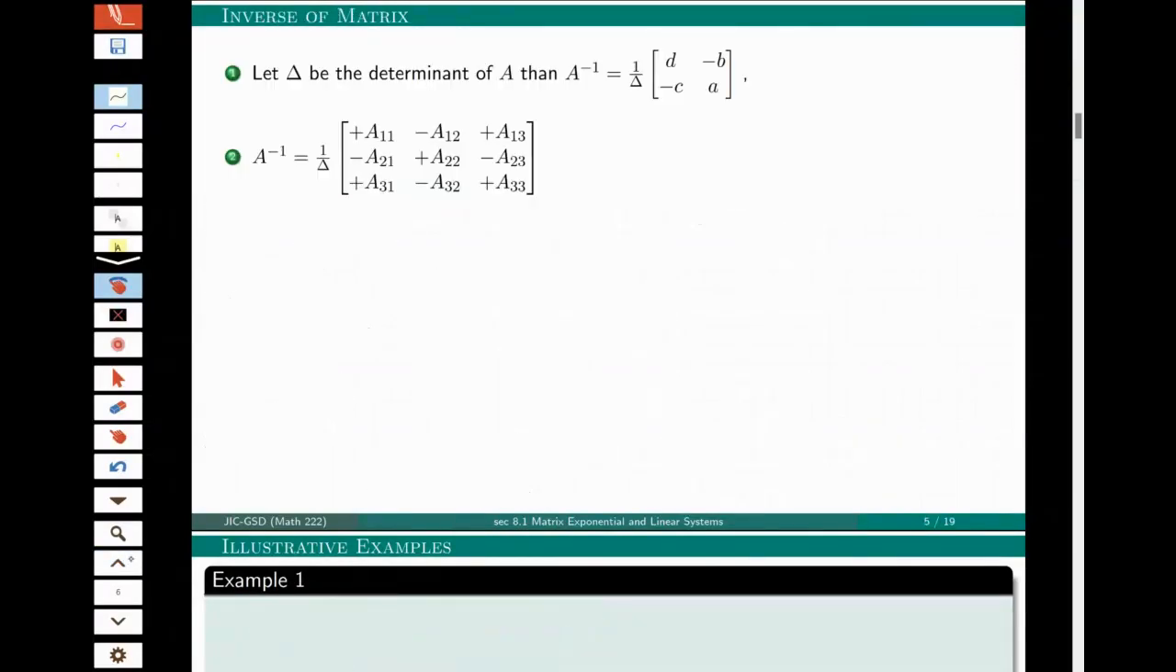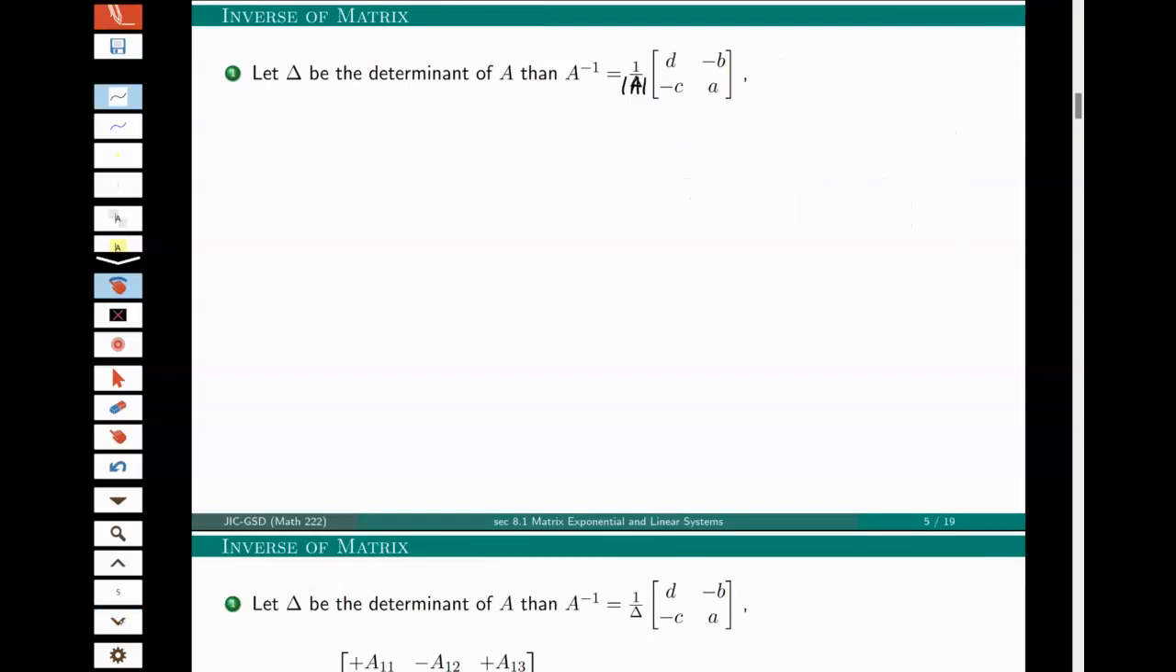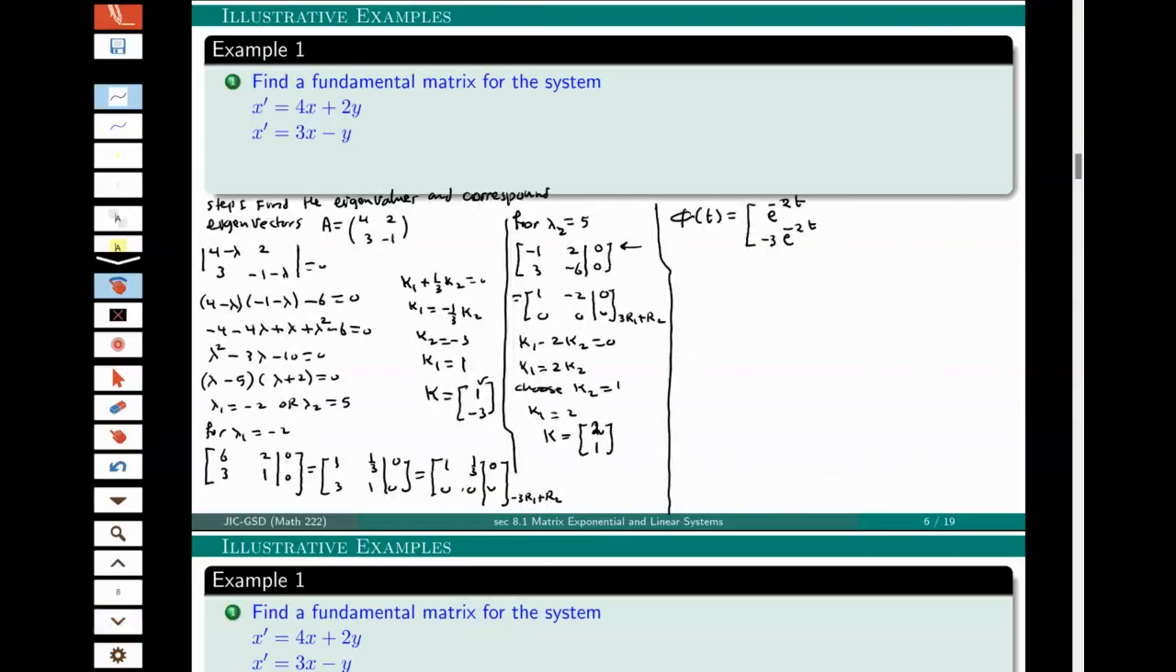What we said here is it's v1 times e to the power lambda 1 t. So e to the power lambda 1 t, where lambda is minus 2, times v1, which is this one. So it will be e raised to the power minus 2t times 1, and e raised to the power minus 2t times minus 3. Same thing for the second one: it will be 2 times e to the power lambda 2 t, which is 5t, and the entry 1, so it will be e to the power 5t.